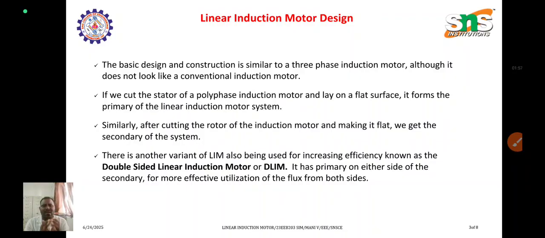In a similar way, there is a rotating part. It is also in cylindrical form. That rotor will be cut and made into a flat one. So this is called the secondary of the system.